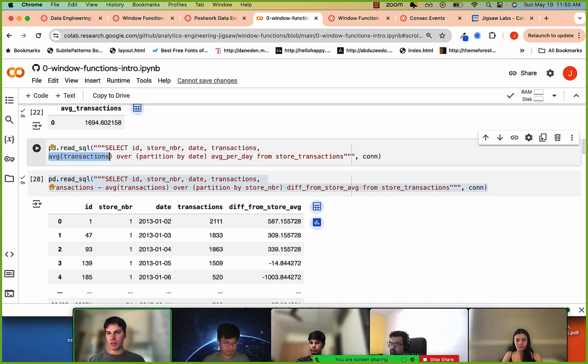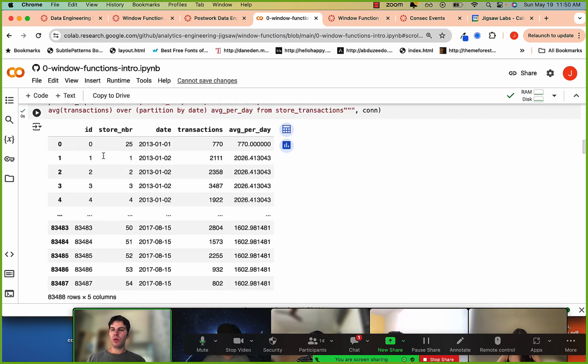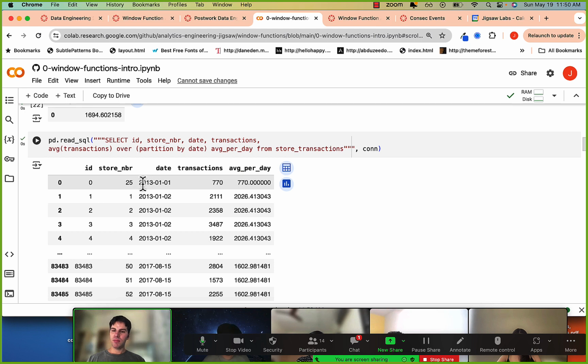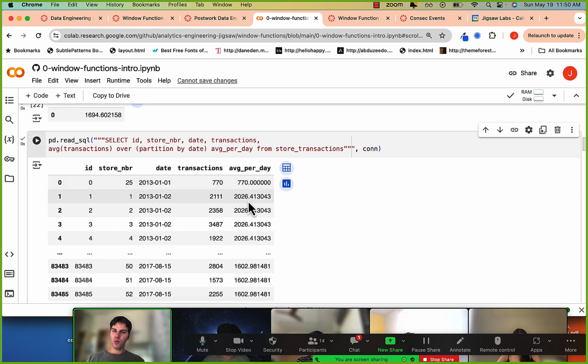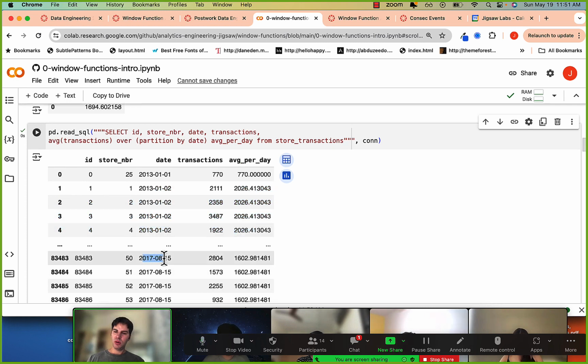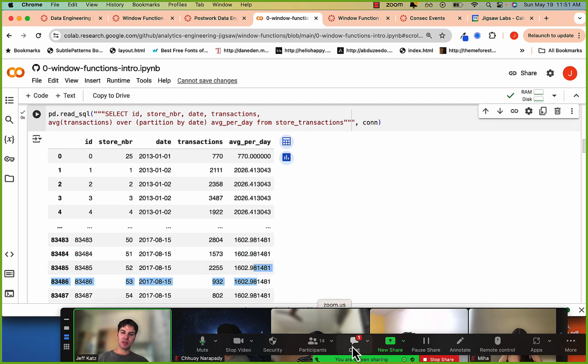We're not going to change the grain of the data, but we're going to say that this is basically grouped by, or the window here is the date. So every day, across all stores, what was the average number of sales for this day? Okay? And now we should see the same thing for each day. So this is all January 2nd, and you can see that this is consistent. When we get to 2017, August 15th, these days are consistent.